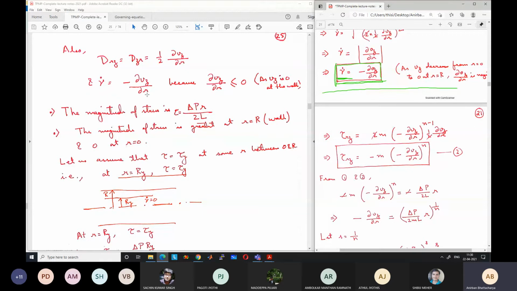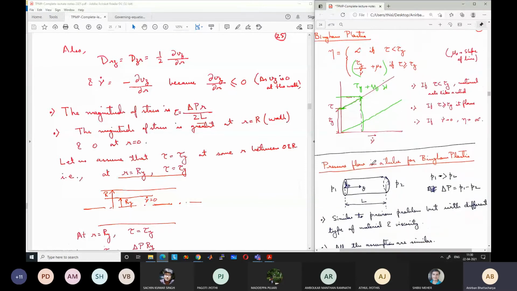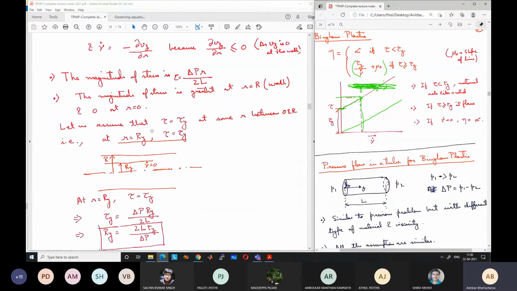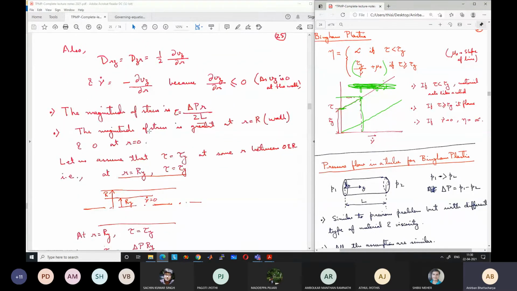So I will keep the constitutive relation open for the Bingham plastic here. Let me just erase this part, it's not relevant. The stress is minus delta p by 2l into r at any point r. So the magnitude of stress is given by delta p r by 2l, the absolute value of stress. Now what happens?